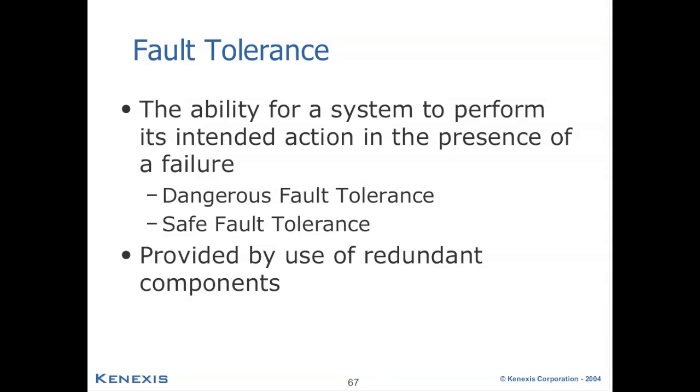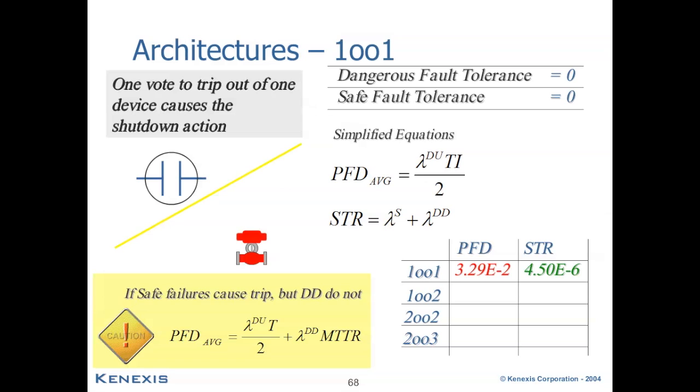In order to meet the higher SIL requirements, as noted in IEC 61508 and 61511, your systems need to have some measure of fault tolerance. And this will be the ability for the system to perform its intended action in the presence of a failure. Specifically, you'll be concerned within redundant components of whether or not those components have safe and/or dangerous fault tolerance as required by your particular application. We'll take a look at several voting arrangements to help us gain a grasp of what the effects are on the PFD and the STR, as well as the degrees of fault tolerance available for those voting arrangements.